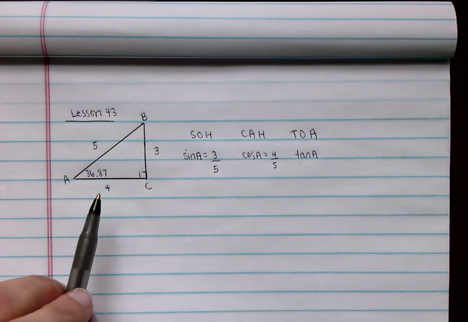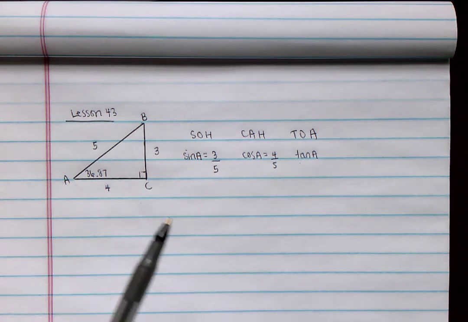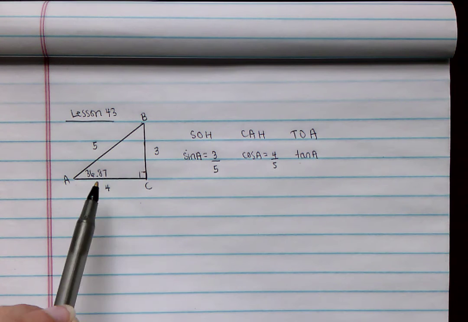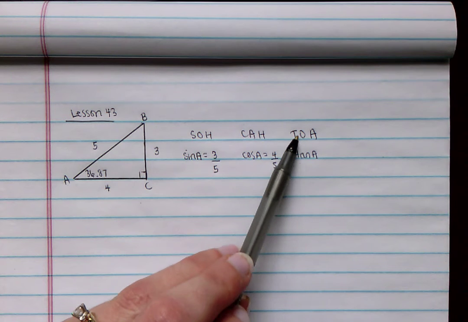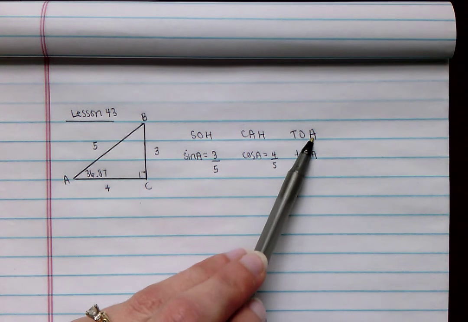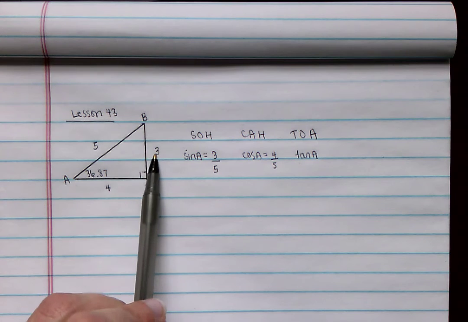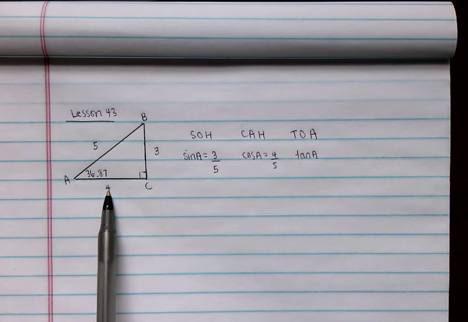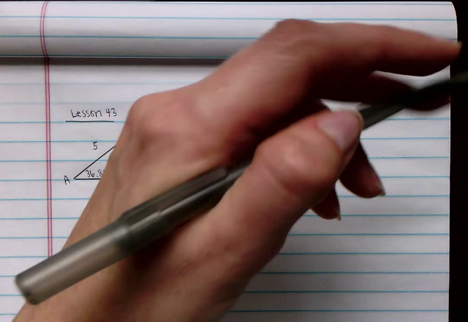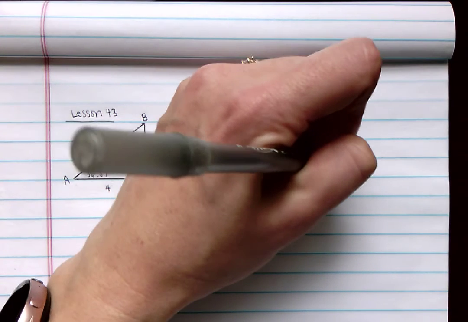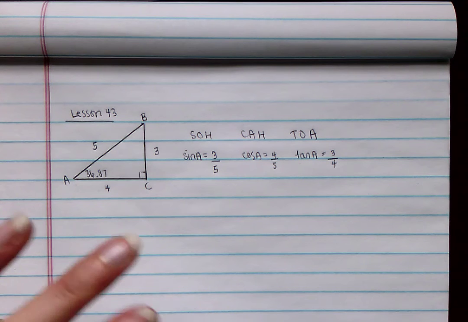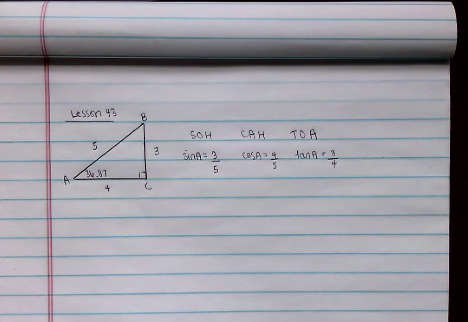Okay? Then the final trig function is tangent. And so that one says tangent is opposite over adjacent. So again, looking from angle A, we're going to say, okay, the opposite side is 3. And then that'll be written over the adjacent side, which is 4. So tangent of A would be 3 over 4. And again, those are just ratios that you use to describe the right triangles, okay? Make sure you're only working with right triangles.